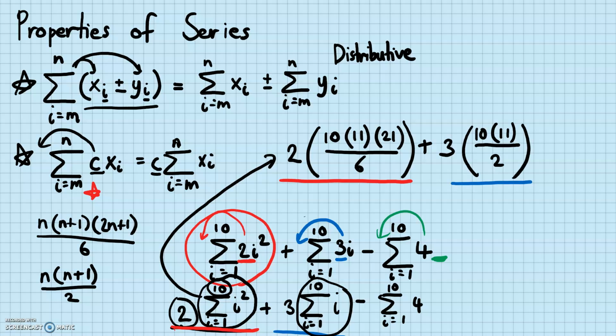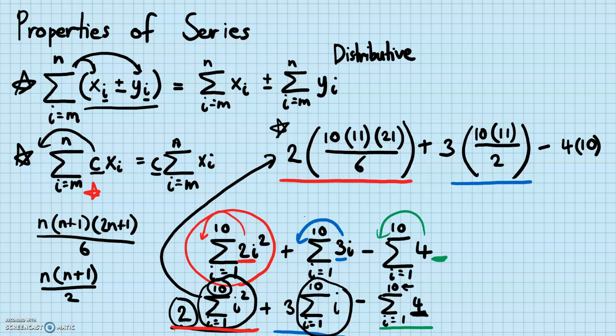And then the last part, if you remember from the first section, this is the constant. We just have a constant here. There's no i. So for the constant term, it was just this constant times n. Right? N is 10 in this case. So that's just 4 times 10. All right. So now our summation problem has been simplified, if you want to call it simplified, to this part. And we just need to simplify this to get our answer.